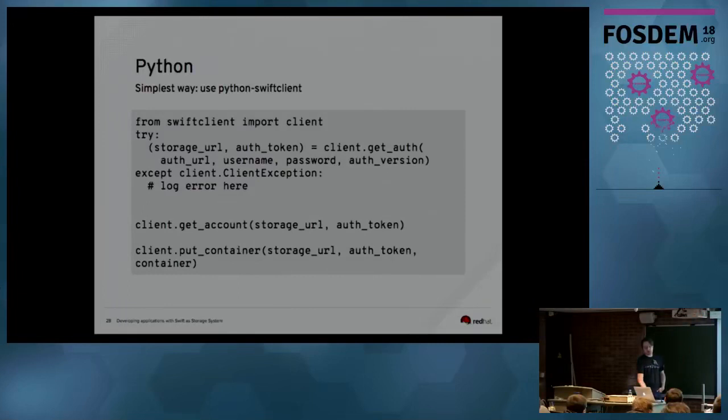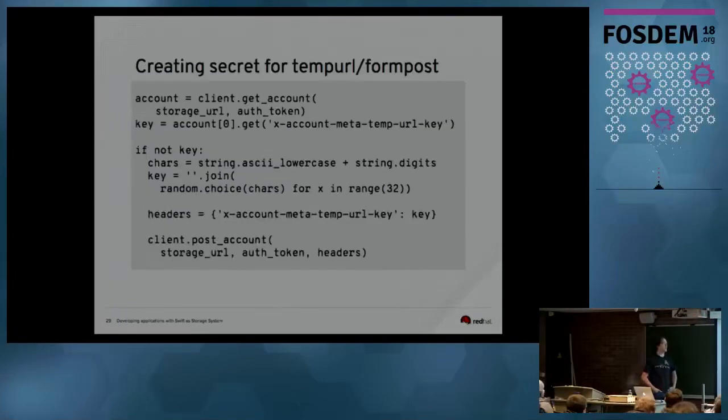When your application wants to give out temp URLs, you need this temp URL meta key, and it's a good approach to first check if there's a key already existing on the container or account, and if not, create a random one and set that on the account, for example.